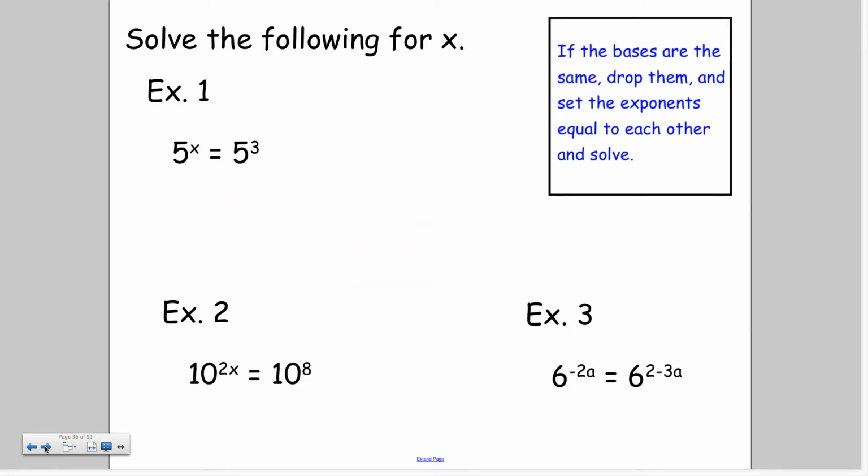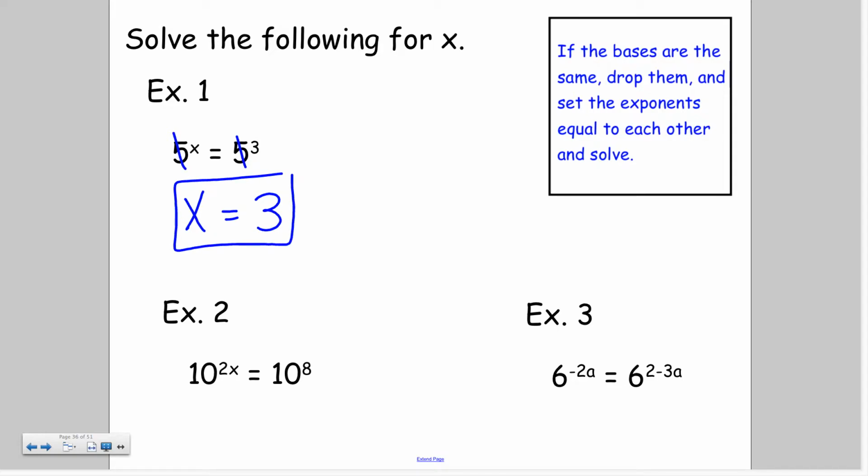So the first part is if the bases are the same, I drop them, and I set the exponents equal to each other and solve. This is kind of like when we solved logs and we had logs on both sides. They were the same on both sides, you drop them and you set everything else equal to each other. So for number 1, I've got the same base, which is 5. I can drop them and set the exponents equal to each other.